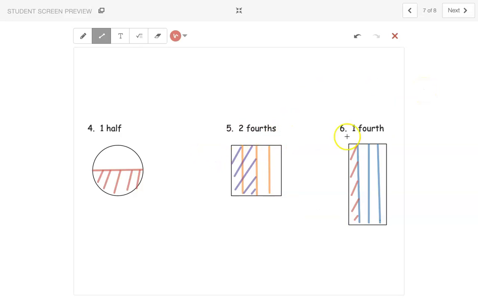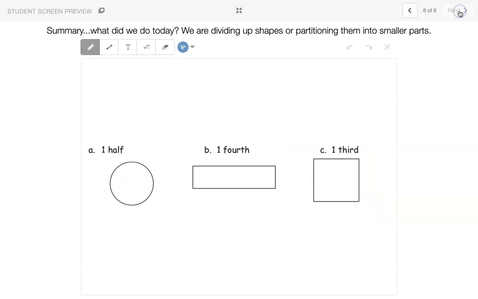1/2, 2/4, 1/4. All right, so what did we do today? We took these shapes and we divided them or partitioned them into smaller parts. All right, so here was 1/2. We divided it into 2, shaded, shaded. Here is 1/4, so I know I had to divide it into fourths. And I had to take 1 out of 4 and shade it. This one is a third, right? We did all of this. We're like masters at this, experts, right? 1, 2, 3, and I just wanted to do 1 out of the 3.